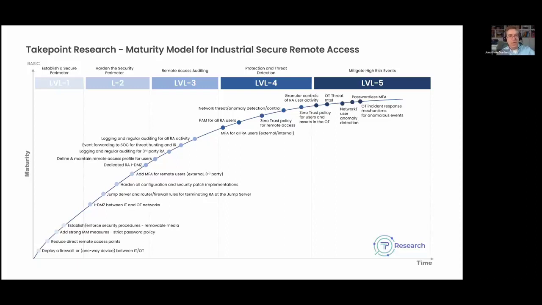So if you look at the bottom left side, which is where the more immature organizations are, you'll see this focus on establishing a perimeter, that security perimeter, and then hardening that perimeter. And as you move and shift right and up, you start to see some of these zero trust aspects and principles come in, and start to see that as foundational steps in securing the remote access.